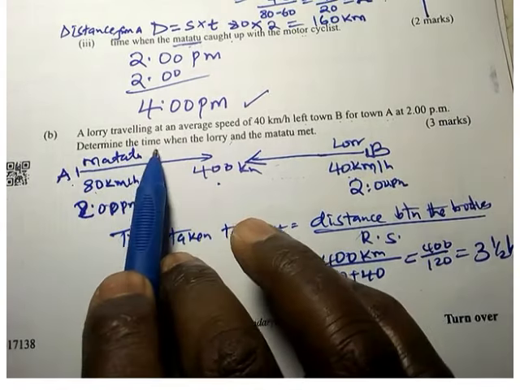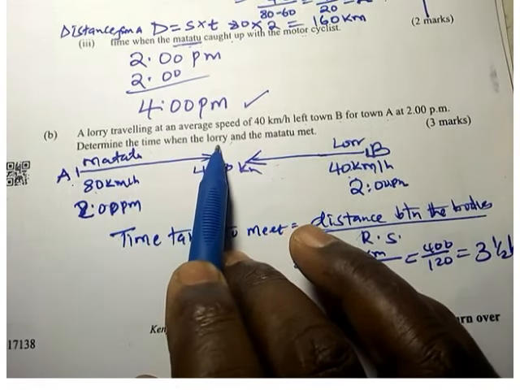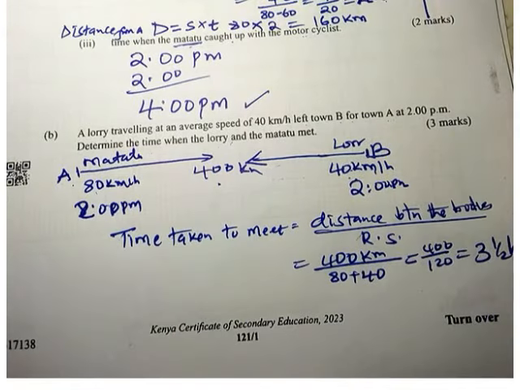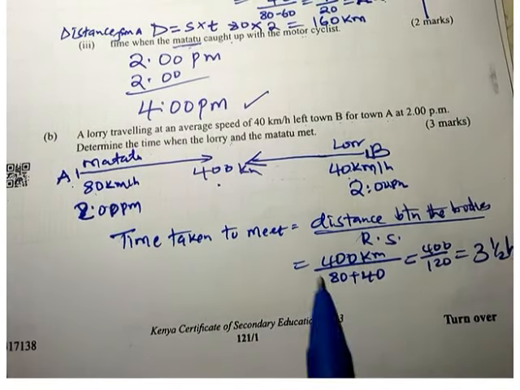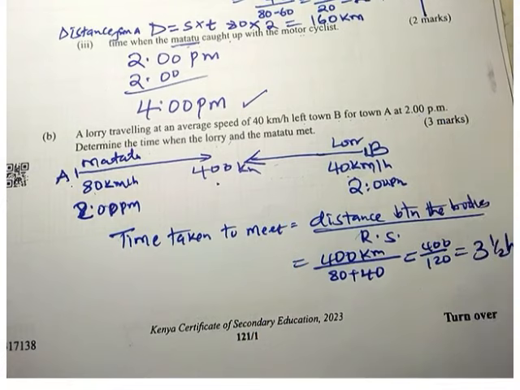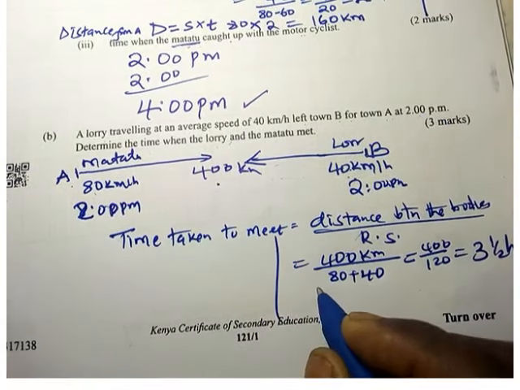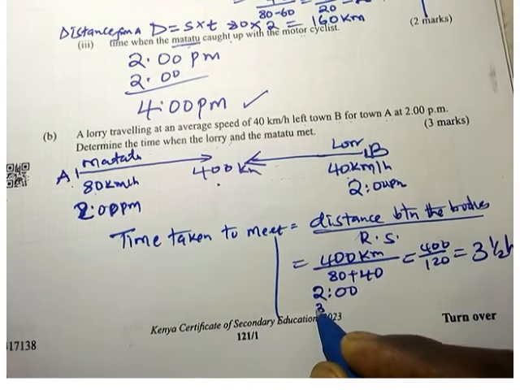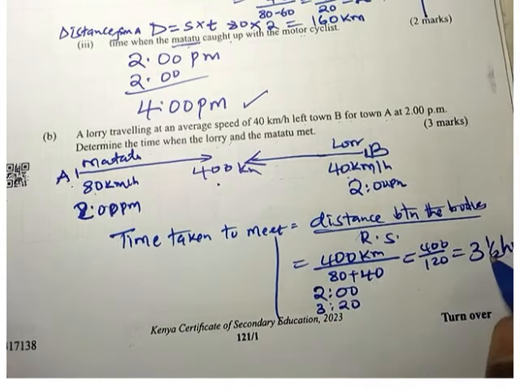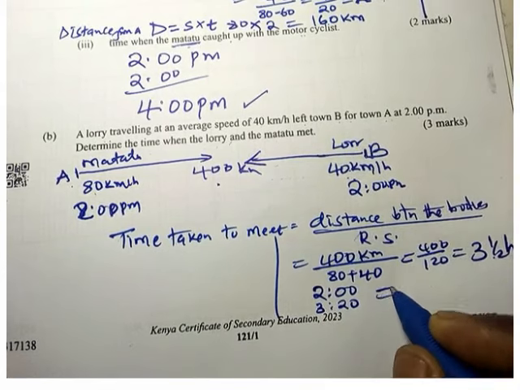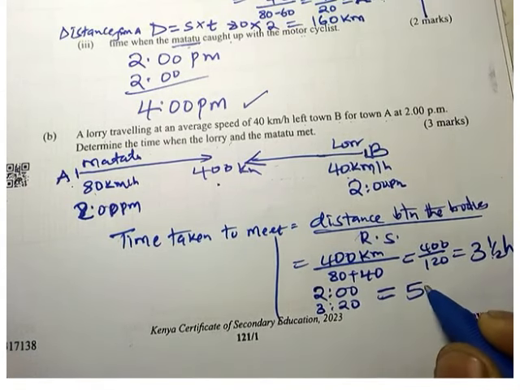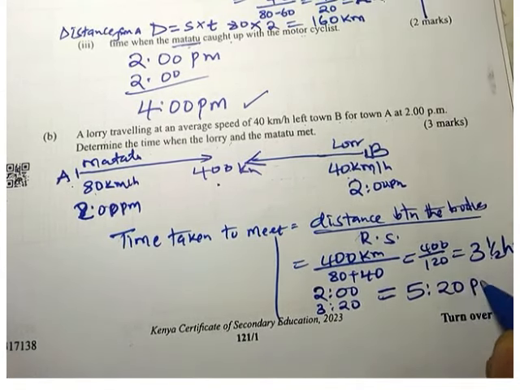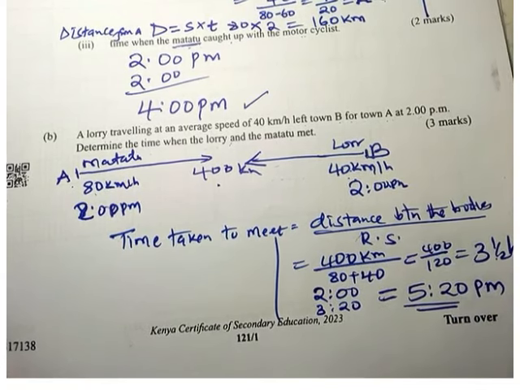So we determine the time when the lorry and the matatu met. This is the time they took, but at what time did they meet? If they started at 2, we add 3:20. This one is 3:20. So they met at 5:20 p.m. That is the time they met.